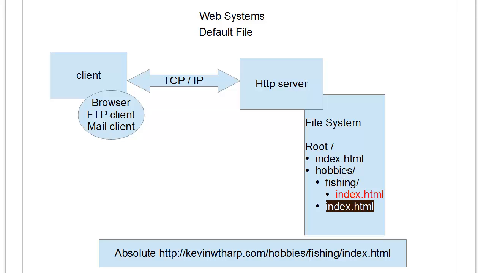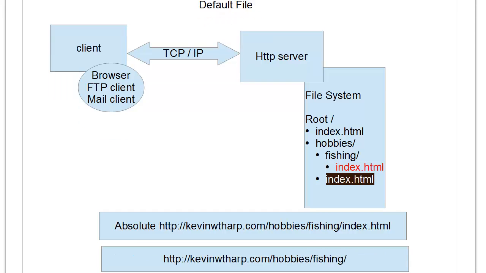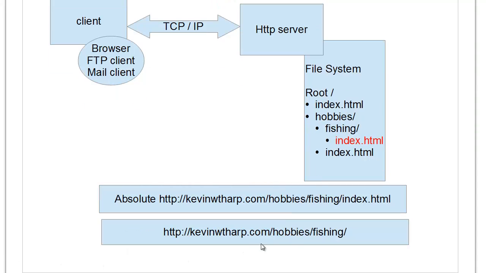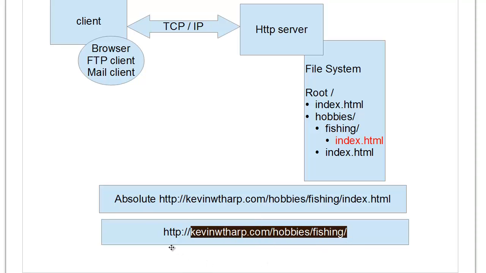And what that default file name is doing is when it goes to an absolute URL, if you give it the file name, it's going to find that. But if you fail to give it that file name, so if I just entered kevinwtharp.com/hobbies/fishing, what it's going to do is start looking for that default file name. And that default file name is often index.html. So when it gets to this fishing folder and it isn't told the specific file name to look for, what it looks for is that default file name, index.html.